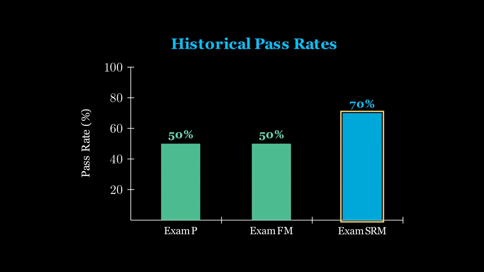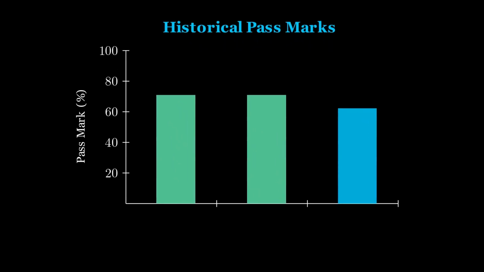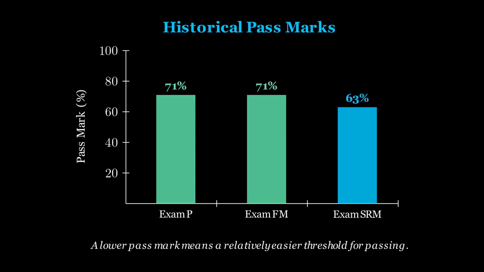A 70% pass rate is meaningfully higher than what you see on Exam P or FM or any other preliminary exam for that matter. Part of the reason might be because of the pass mark. The pass mark for Exam SRM has recently been around 63%, meaning you'll need to correctly answer roughly 22 of the 35 questions correctly to pass. Exam P and Exam FM have pass marks of around 71%. So in this regard, Exam SRM has a lower bar than P or FM.